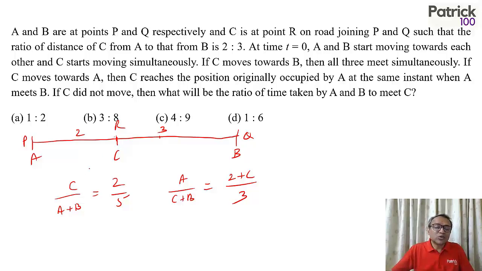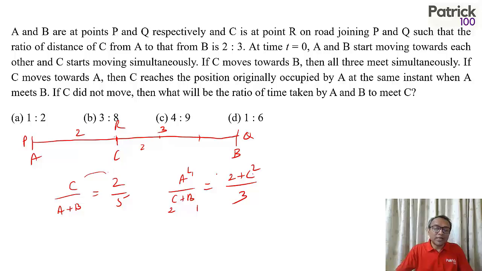Suppose I put C as 2 and try to figure out. So A plus B will become 5. Same here, I put C as 2, B will become 1, 2 plus 1, 3. So here A will become 2 plus 2, 4. Remember, A plus B will become 5 satisfies, 4 plus 1, 5. So C covers a distance of 2. A has covered 4 and B has covered 1, and they meet at the same point of time.